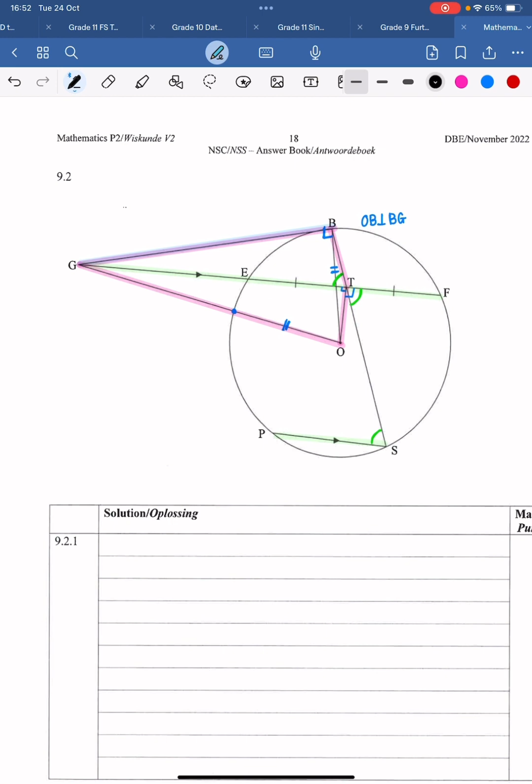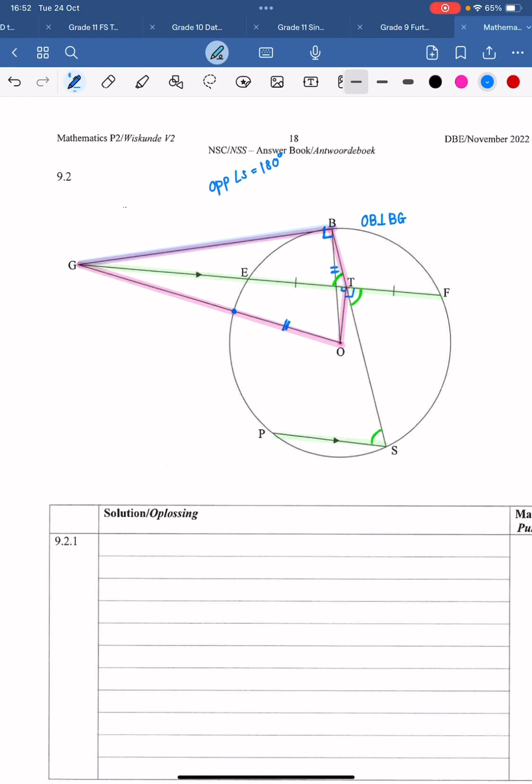Okay, now guys, they want us to prove that this is a cyclic quad. Now, there are a few different ways in which we could do that. The first way would be, I'm going to write it here, to show that one pair of opposite angles add up to 180.